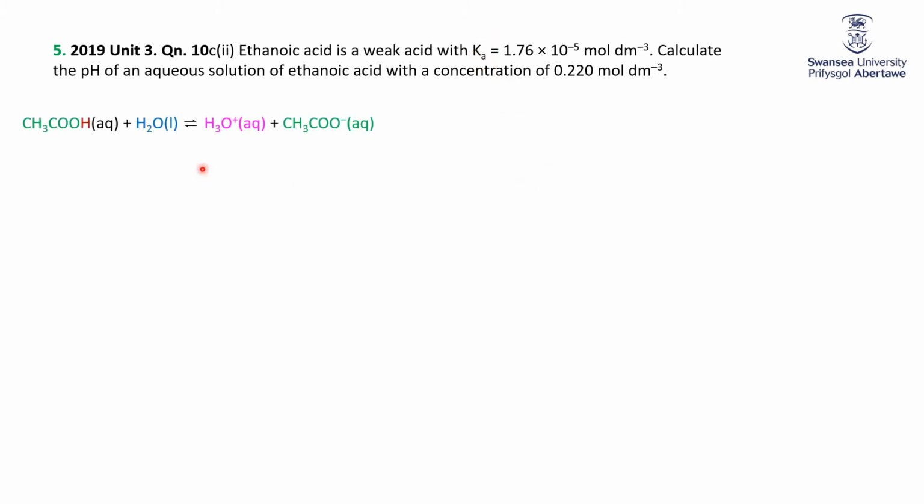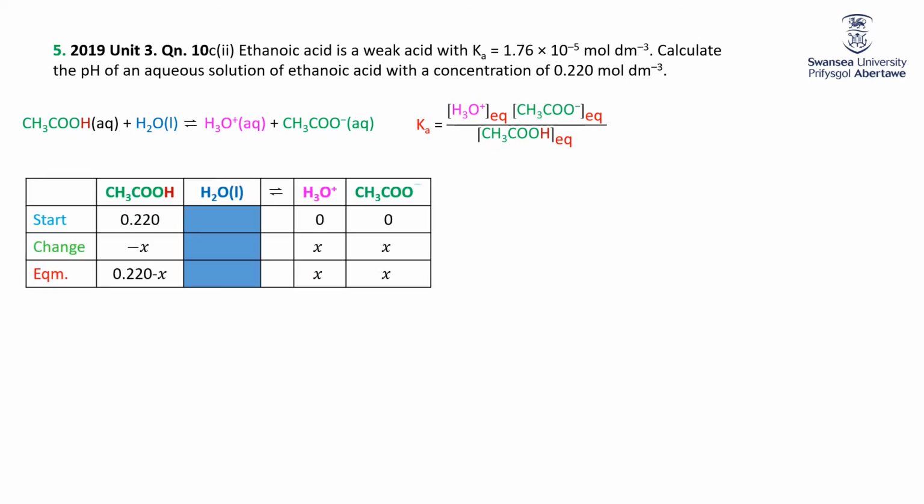So here is our reaction. There's the ethanoic acid plus water, going to H3O+ and the acetate, or the ethanoate, the conjugate base. There's the Ka expression. We know Ka. We would like to have the pH, so that's effectively the equilibrium H3O+ concentration. To get that, we would also need the ethanoate concentration at equilibrium and the ethanoic acid concentration at equilibrium. So because we want one of these, we don't know the other two, we set up an ICE chart.